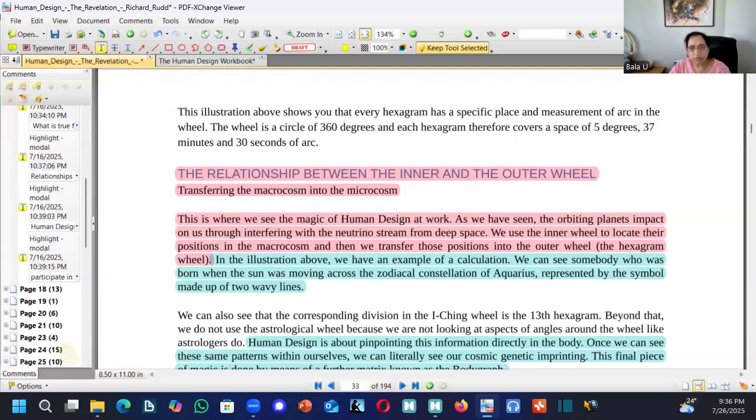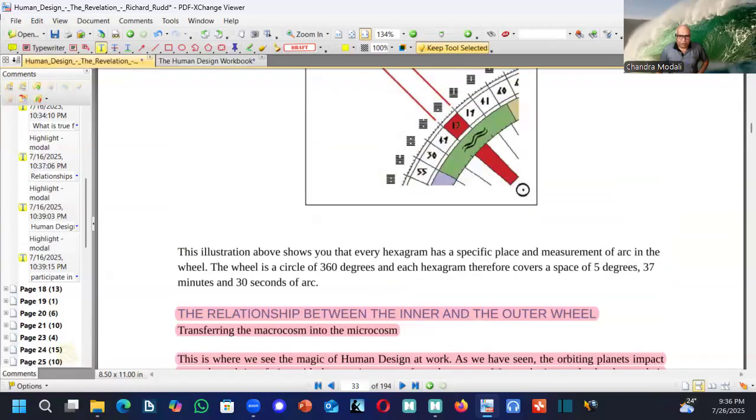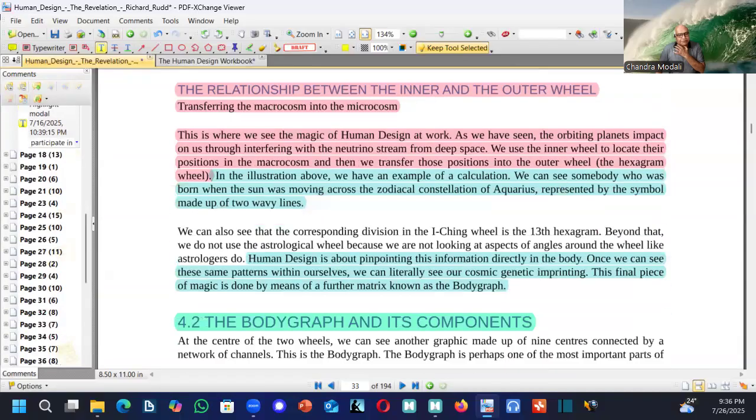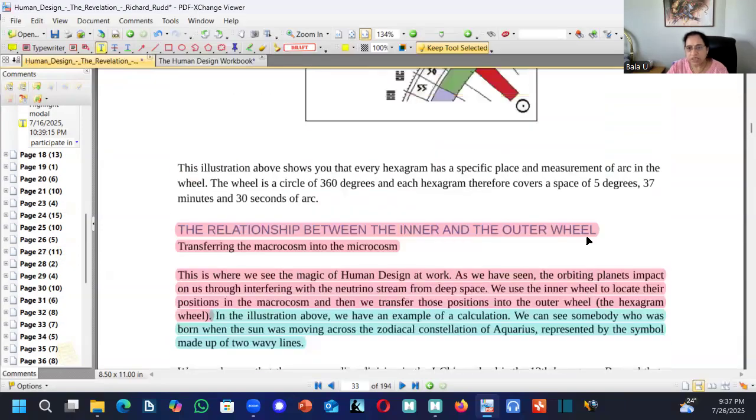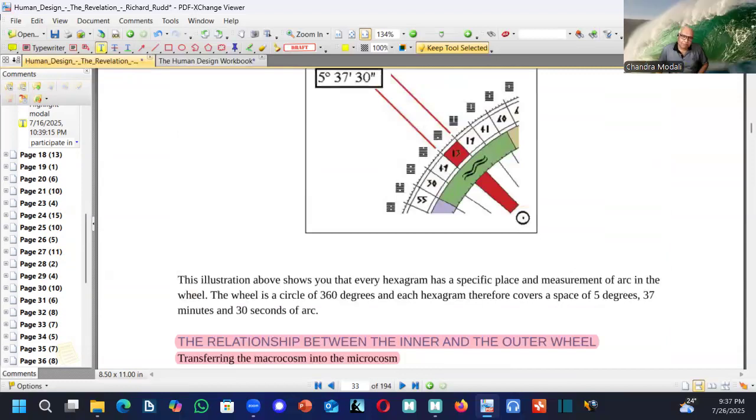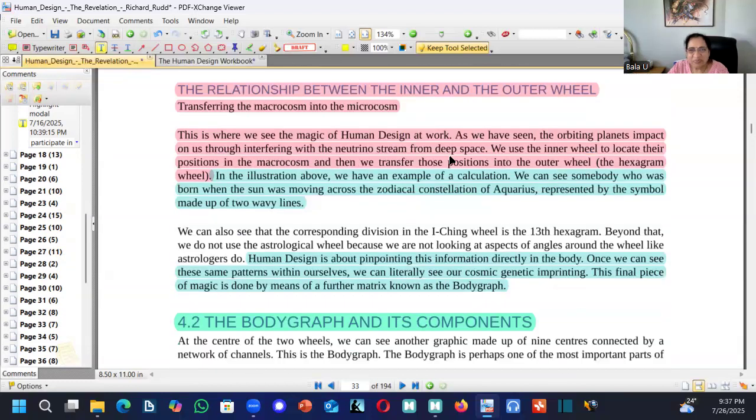In the illustration above, we have an example of a calculation. We can see somebody who was born when the sun was moving across the zodiacal constellation of Aquarius, represented by the symbol made up of 2 wavy lines. This is Aquarius, the green, 2 wavy lines. We can also see that the corresponding division in the I Ching wheel is the 13th hexagram. That is the 13th. Correct.